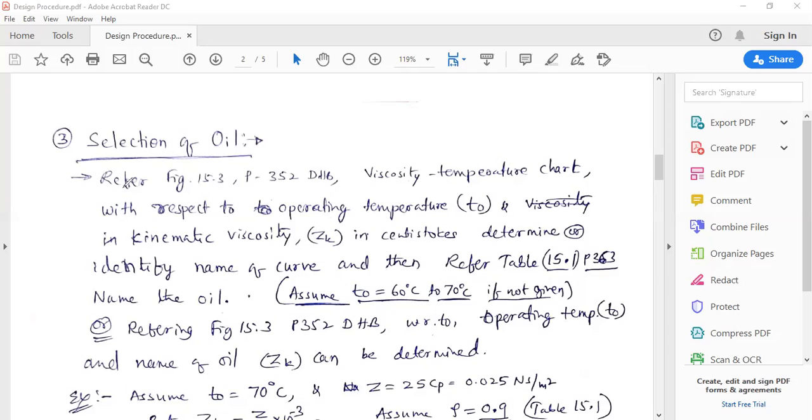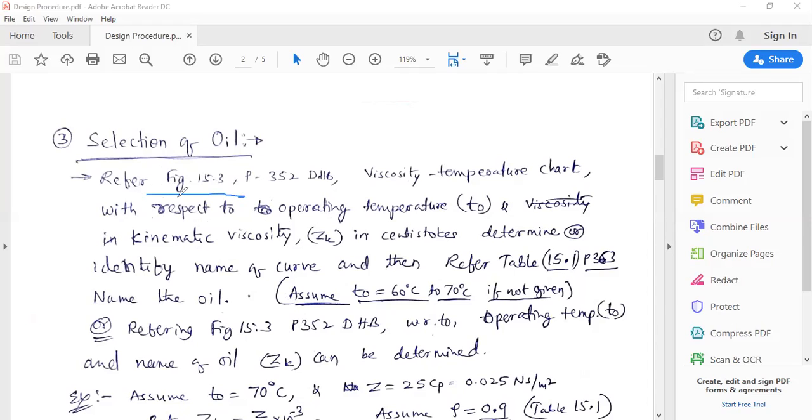So there are two possibilities with respect to the third step. If it is a general design procedure, then we have to get the name of the oil directly. We have to suggest the name of the oil based upon the value of Z, that is the absolute viscosity. Suppose it is the other kind of problem, a simple application type of problem where the name of the oil is given. If the name of the oil is given and viscosity is unknown, in that case we have to use this step also.